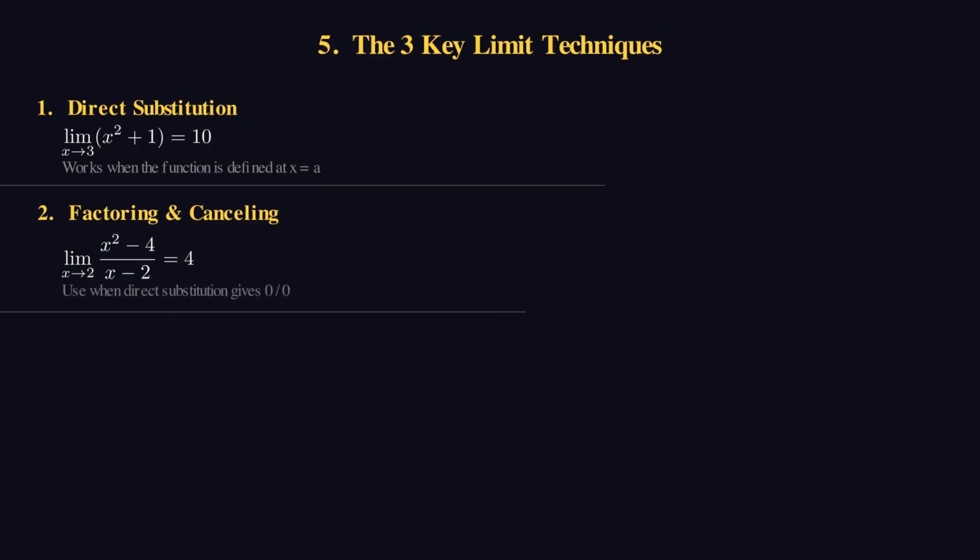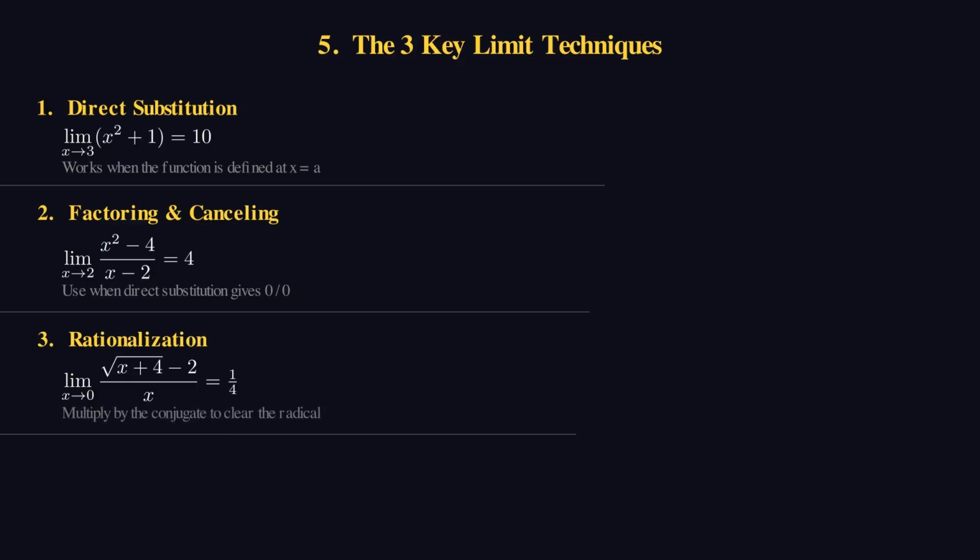2. Factoring and canceling. Use this when you get 0 over 0. Factor, cancel the common term, then substitute. That is what we did. 3. Rationalization. Use this when a square root causes the indeterminate form. Multiply numerator and denominator by the conjugate, clear the radical, and cancel and substitute.